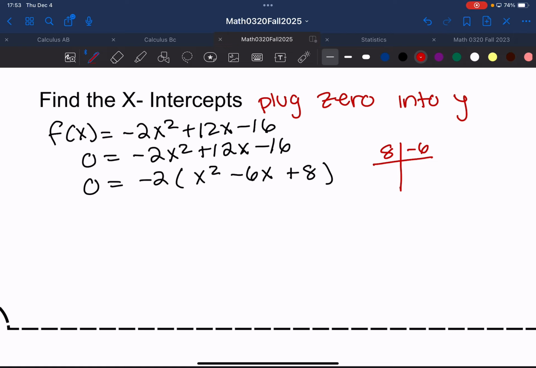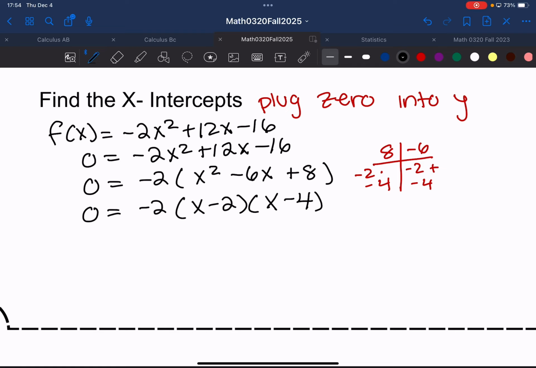And what would be 2 and 4? Both positive, both negative. One positive, one negative. 2, negative 4. So if it's a 2 and a negative 4, both negative. Yeah, they would both have to be negative, right? Negative 2 times negative 4 gives us positive 8, and negative 2 plus negative 4 gives us negative 6. So we would write this as 0 is equal to negative 2 times x minus 2 times x minus 4.